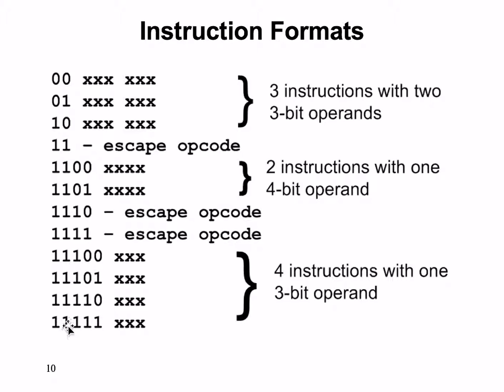So you can see that with 8 bits we can represent 3 instructions with 2 3-bit operands, 2 instructions with one 4-bit operand, and 4 instructions with one 3-bit operand.